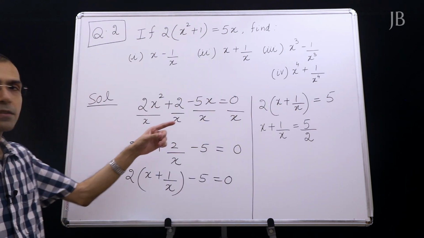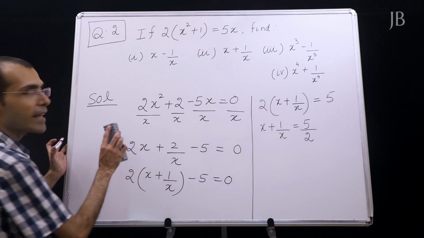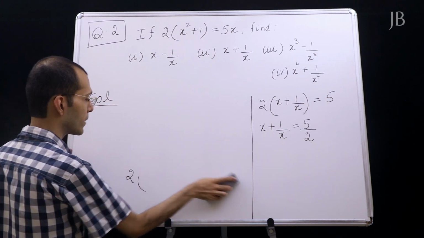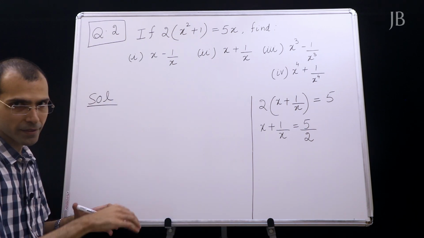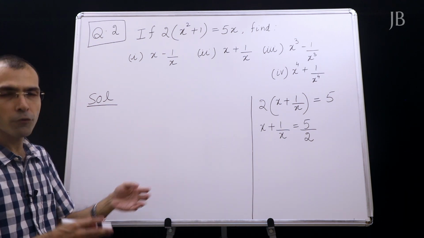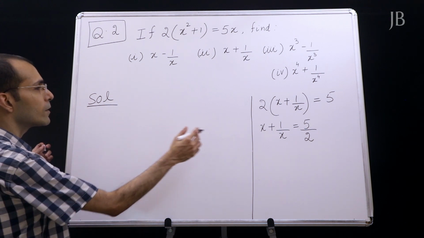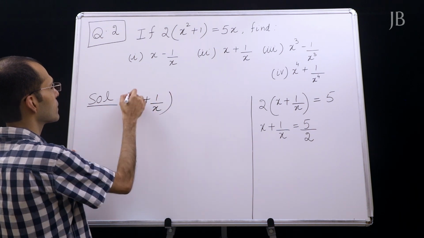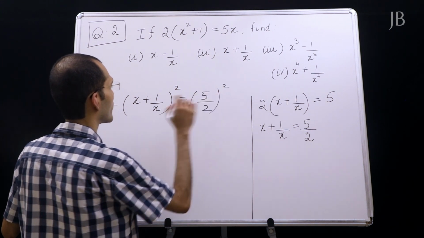Now, x plus 1 upon x has been found out. We need to find x minus 1 upon x. So how do we do it? Given plus, find out minus. X plus 1 upon x given, find x minus 1 upon x. There are some advanced identities also which I will tell you in the end after this sum. If you wish, you can use that. Otherwise you can go by the little lengthier but conventional technique. You square this first. So this will be x plus 1 upon x the whole square is equaling 5 upon 2 the whole square.